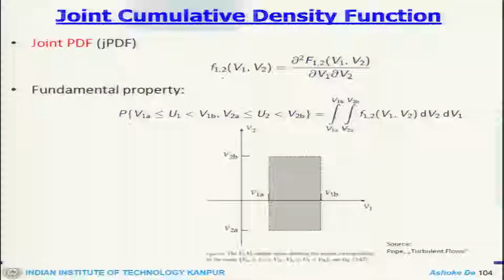If it is on V1 and V2, the joint PDF would be the second derivative of this function f12. There is one important, fundamental property: the probability that u1 lies between V1 and VB, and u2 between V2 and 2B. That means this is the space. This is one of the important properties of a joint PDF function.